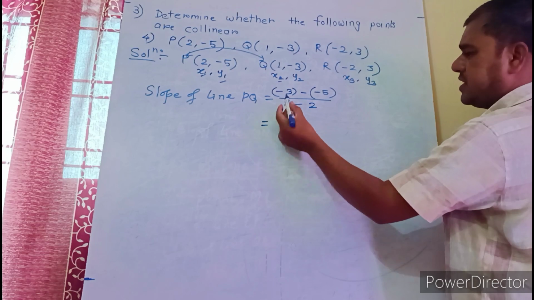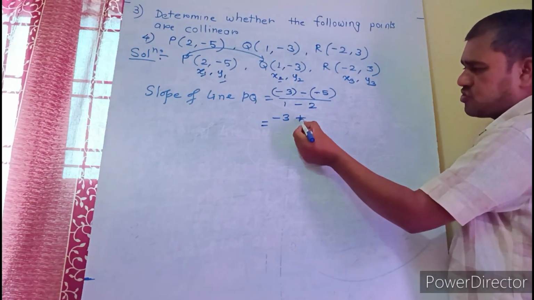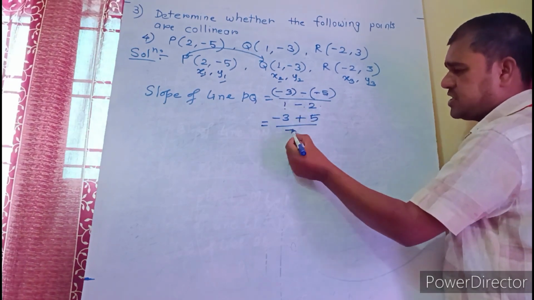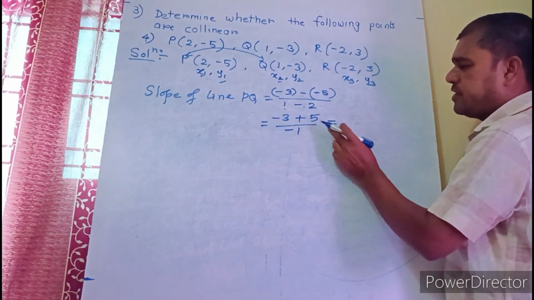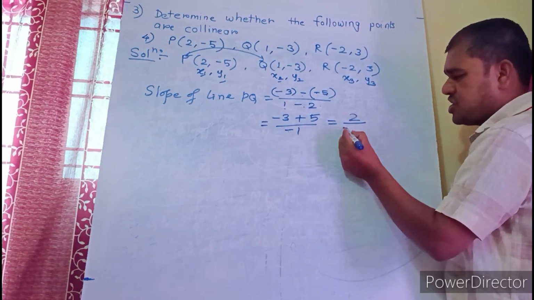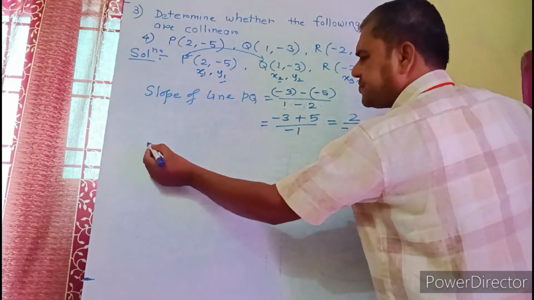On solving, we get this minus 3 as it is. Minus minus will be plus of 5 divided by this 1 minus 2, that is minus of 1. That will be equal to minus 3 plus 5, that is plus of 2 divided by this minus 1 as it is, equals minus of 2.